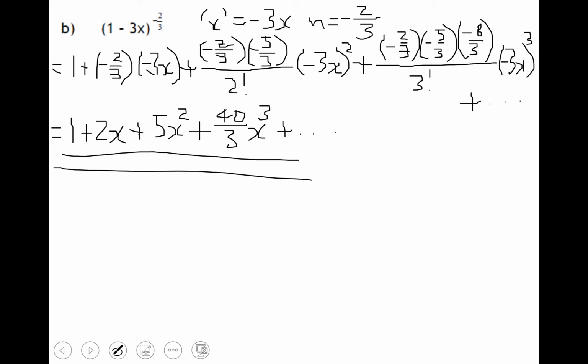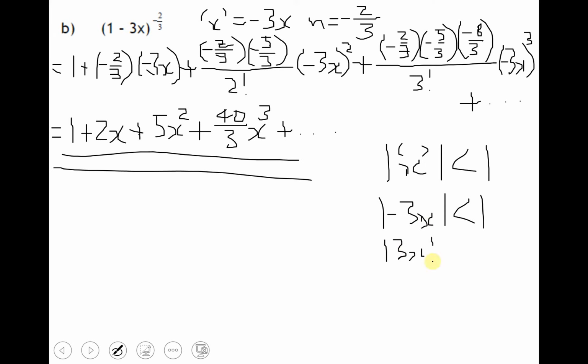So that's the expansion. Again, for the validity, our x has to be less than 1. In this case our x is minus 3x, but because of the modulus, that's the same as just saying the modulus of 3x is less than 1. And therefore the modulus of x is less than 1/3. And that concludes the presentation.